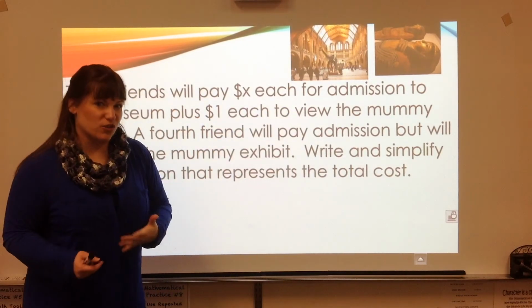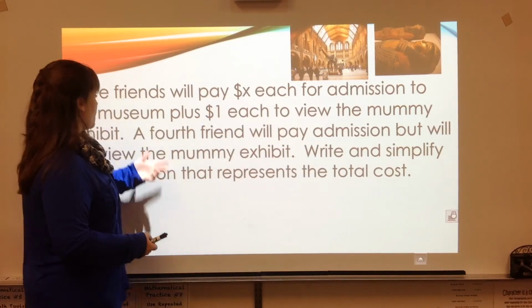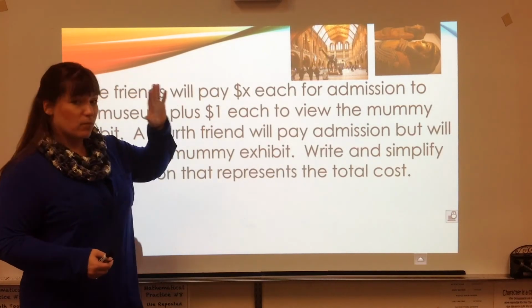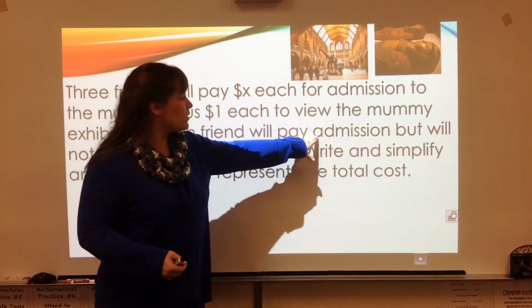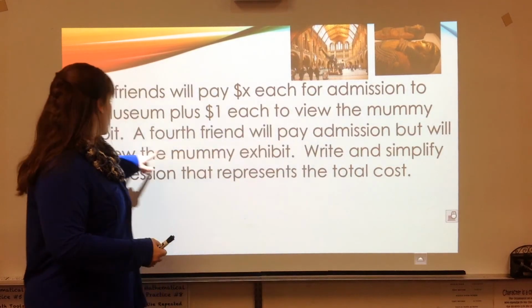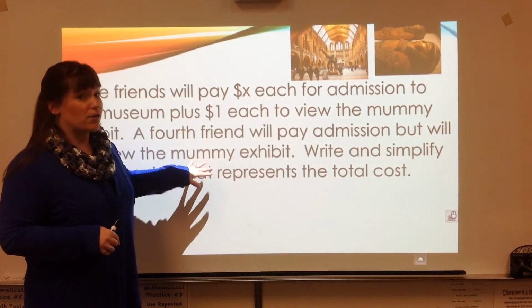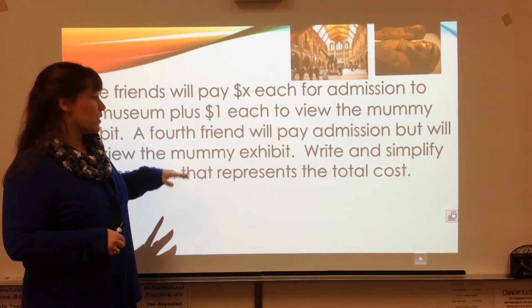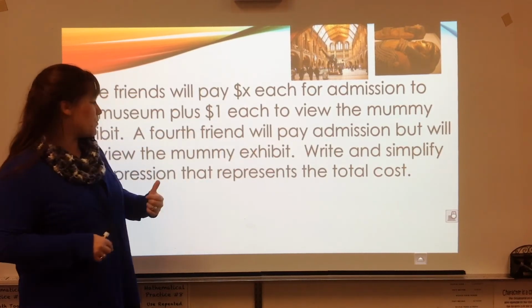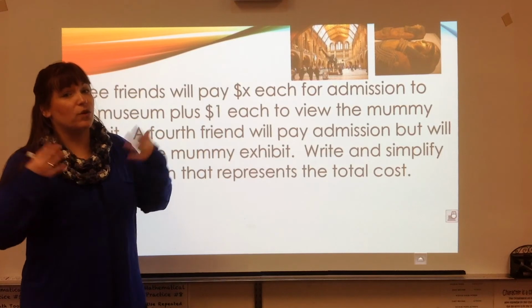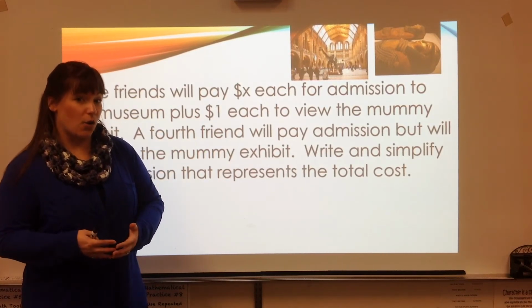So that's the special thing they have to pay extra for. A 4th friend will want to go into the museum, going to pay for that admission, but they are not excited about the mummies, kind of freaks them out. They are not going to go and pay that extra $1. We have to write and simplify an expression that represents the total cost for all 4 people to go.